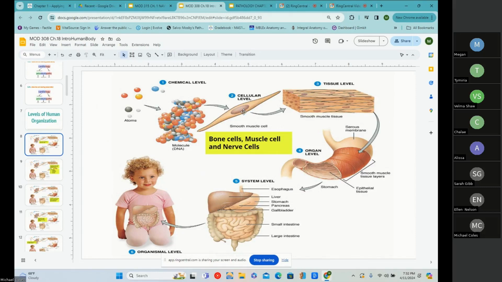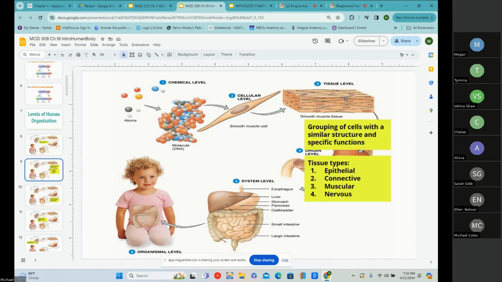Then the cell goes into a grouping, and then it actually makes tissues. Right? So you got the epithelial tissue, skin, you got fascia, connective tissue, ligaments, tendons, muscular tissue, and you got nervous tissue.